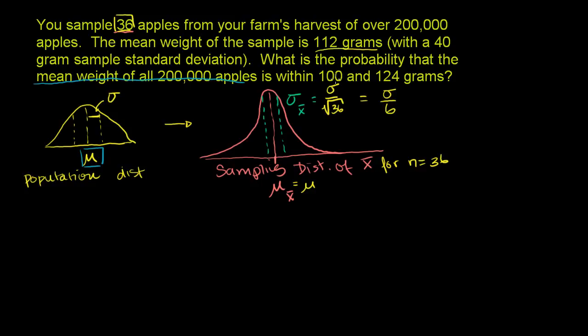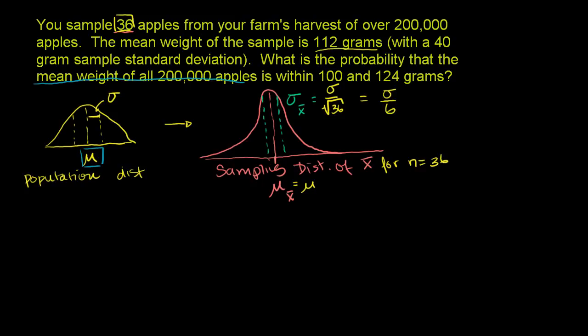So they're actually asking us, if something is between 100 and 124 grams, it is within 12 of our sample mean, right? That's all they're saying. What is the probability that this thing is within 12 of our sample mean? Because if you're 12 less, you're going to get to 100. If you're 12 more, you're going to get to 124.